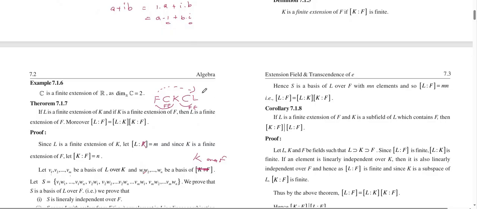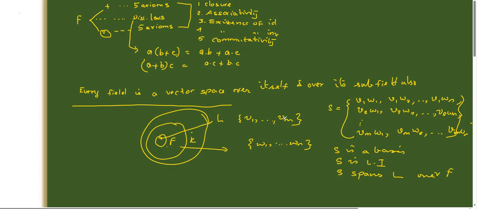Now we want to find a basis for L over F. So what could be our choice? You have your V1 etc. Vm for L, and for K you have W1 etc. Wn. So the combination: V1 with W1, V1 with W2, and so on, V1 with Wn. Similarly, V2 with W1. So like that, when you consider this collection S, you get this. Now our job is to show that these form a basis of L over F.